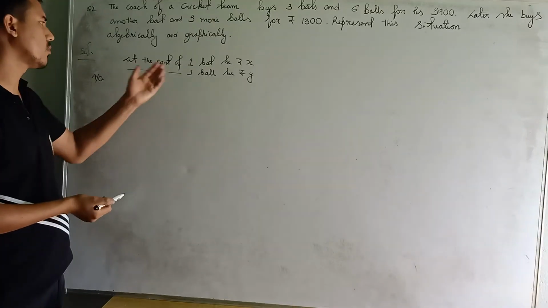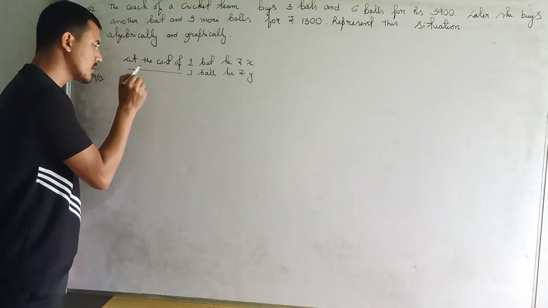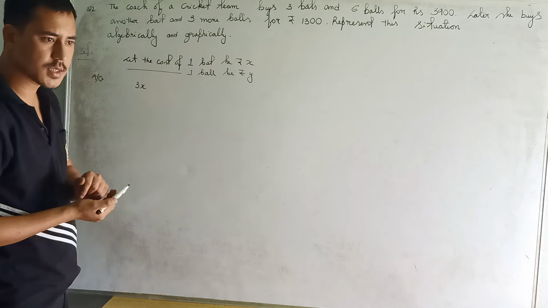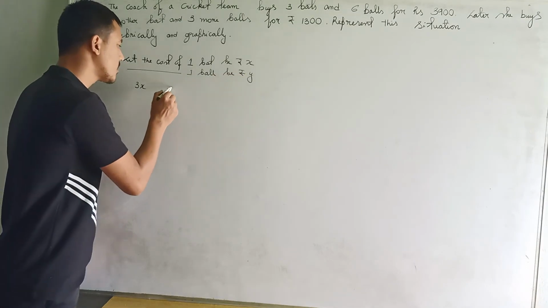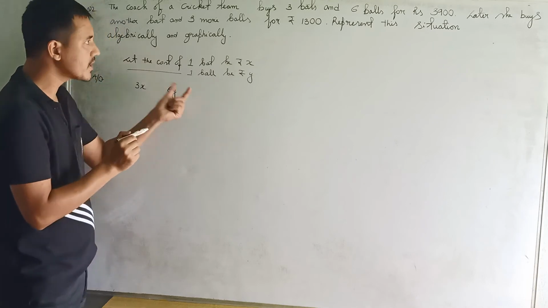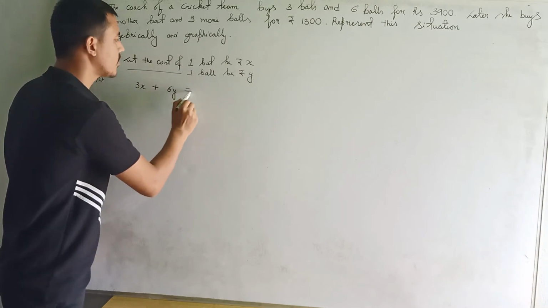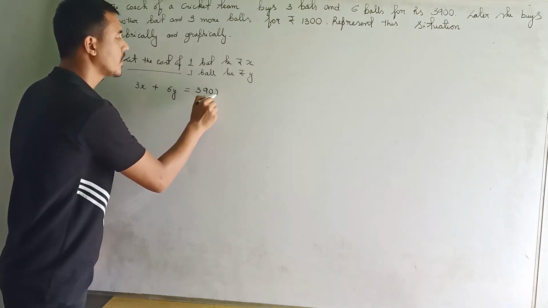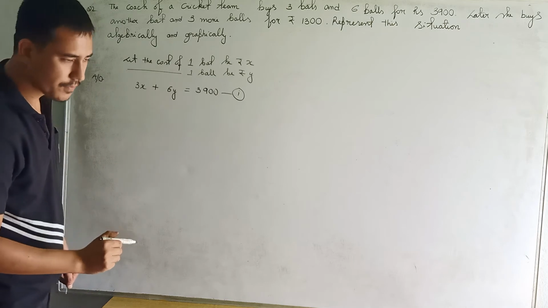So in the first case, how many bats did the coach buy? 3 bats. Cost of 1 bat is rupees x. Cost of 3 bats will be 3x. She buys 6 balls. Cost of 1 ball is rupees y. Cost of 6 balls will be 6y. She buys them together plus total cost is 3,900. So that's equation 1.